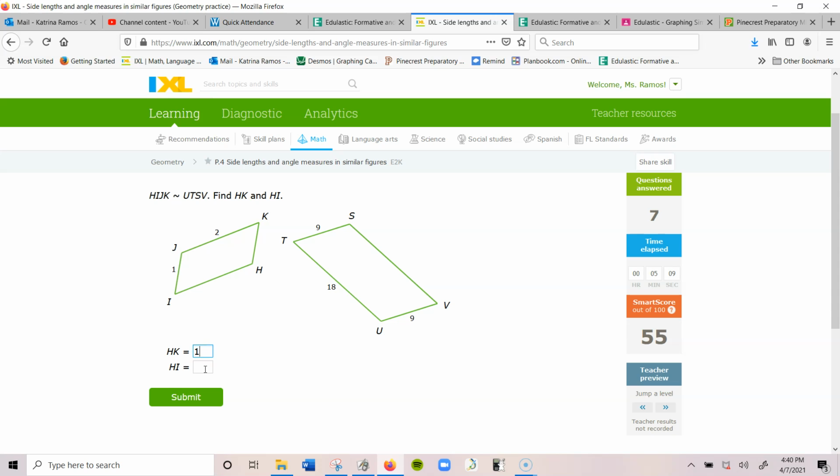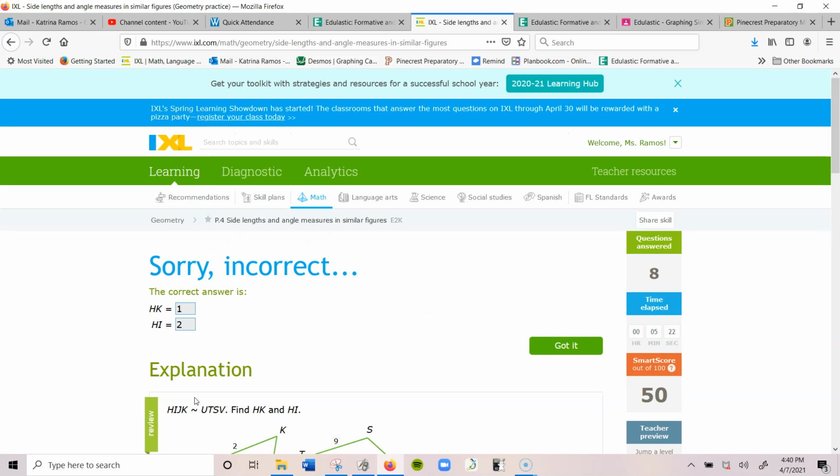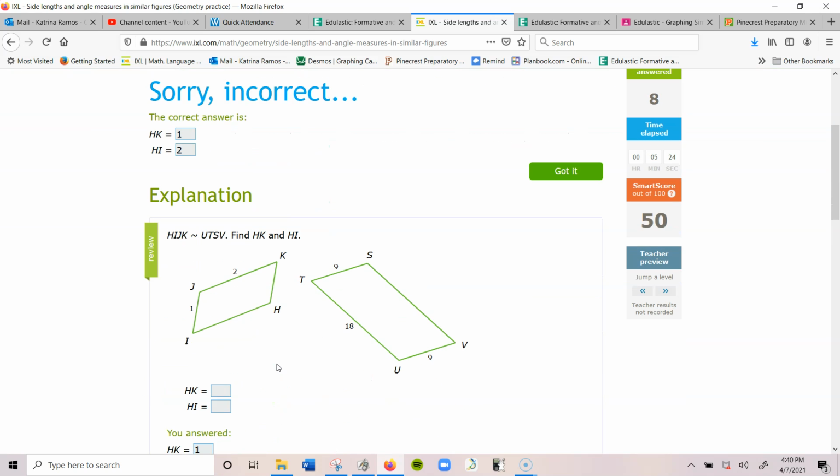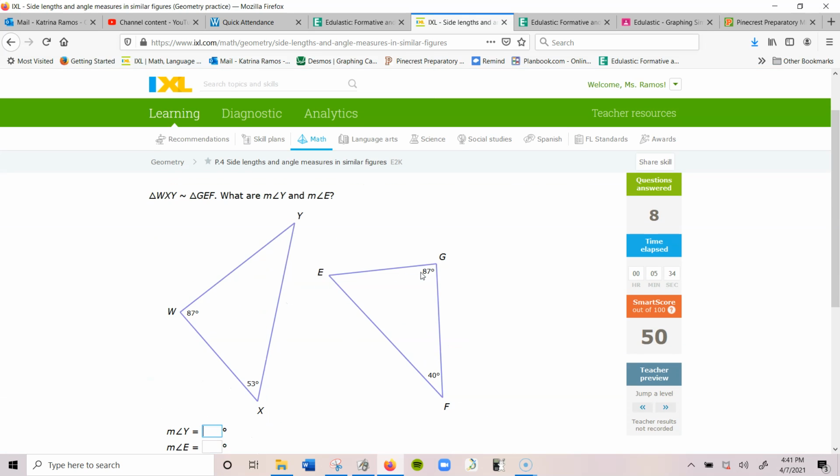Then HI, which corresponds with UT, which is 18. Oh, whoops. Sorry, it's 18 divided by 9, which is 2. Sorry about that. Let's just do one more just to make sure then.